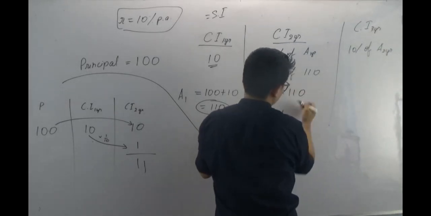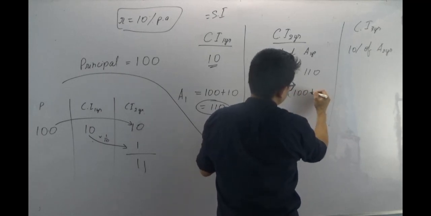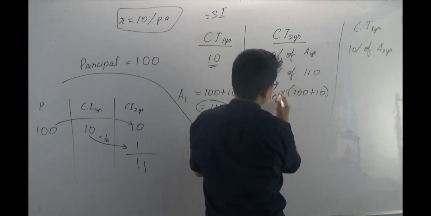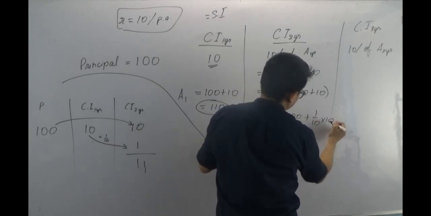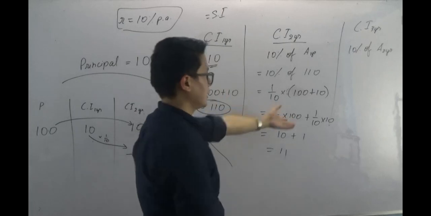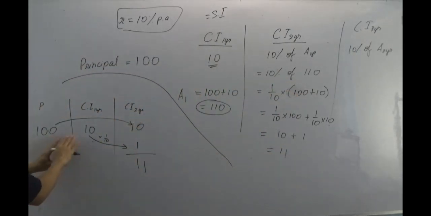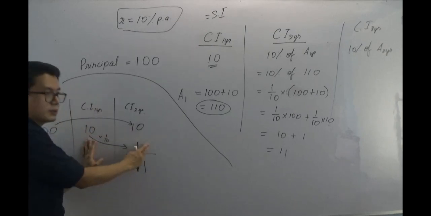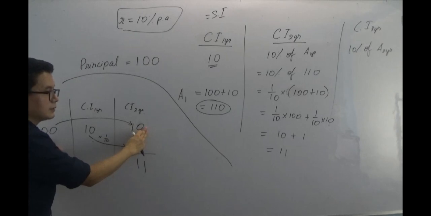This 110 is nothing but 100 plus 10. So in a breakup, 1 by 10 into 100 plus 1 by 10 into 10. This is 10 plus 1.